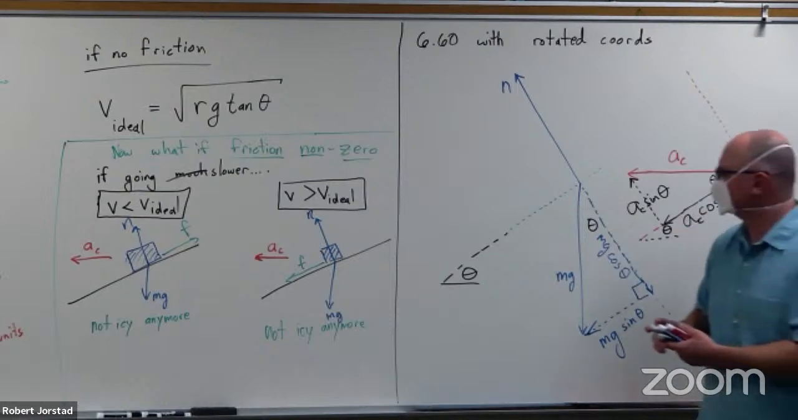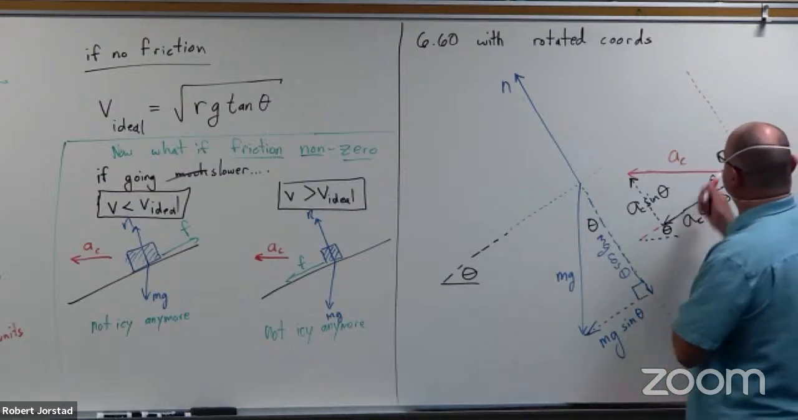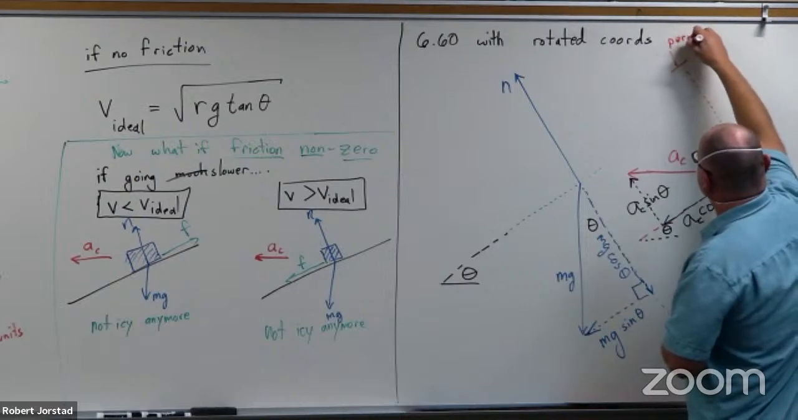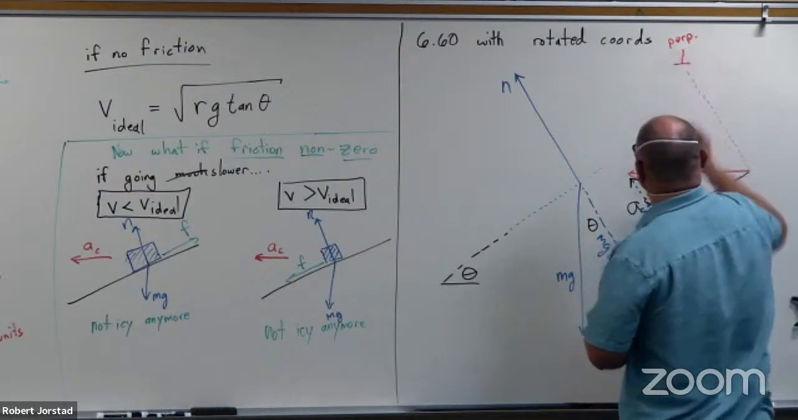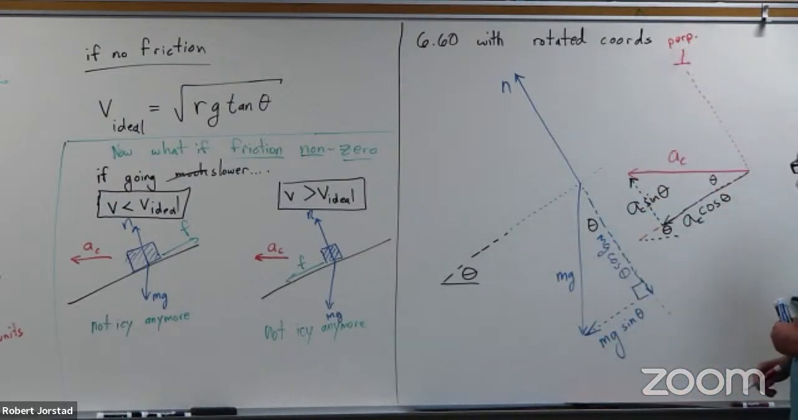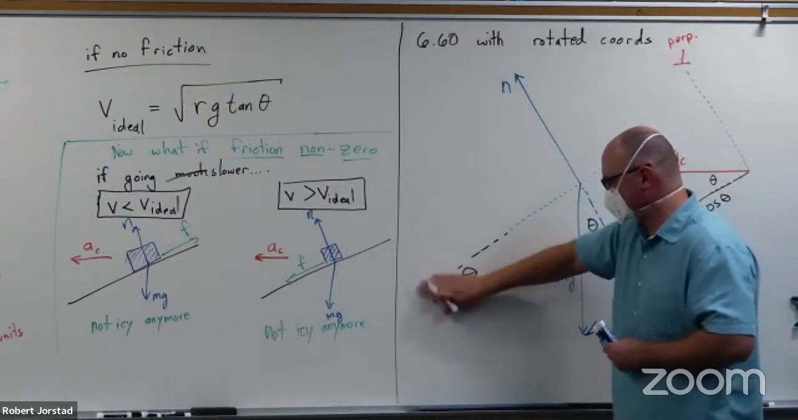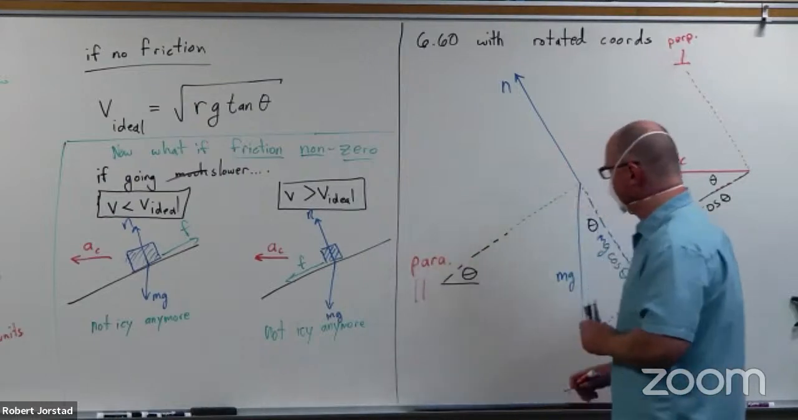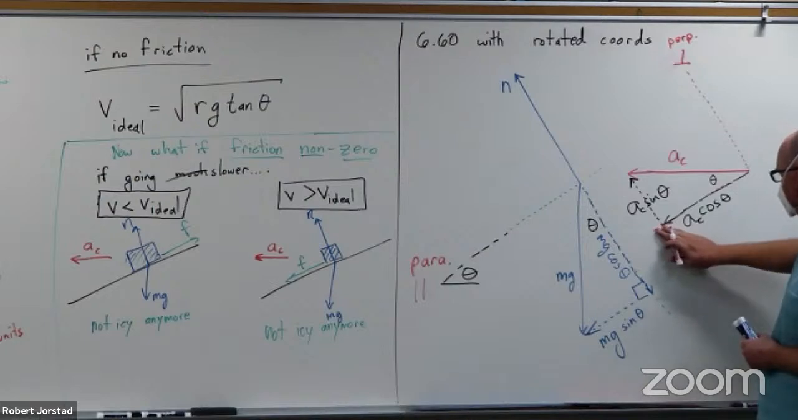Let's do it. Now, what names do we want to give to these? Sometimes I'll call this perpendicular or perp. This is perpendicular, so the symbol is like an upside down T. That makes this the parallel. Sometimes I'll use just para. So we're going to be using para and perpendicular now.